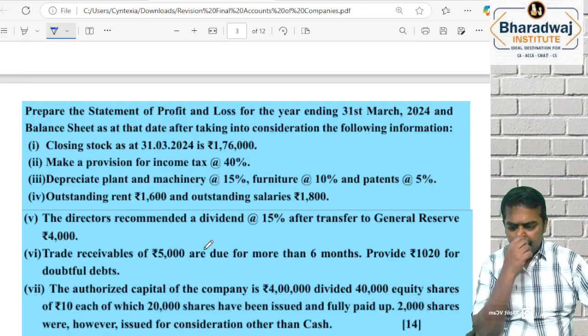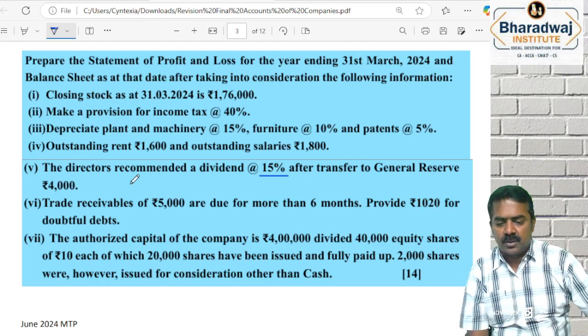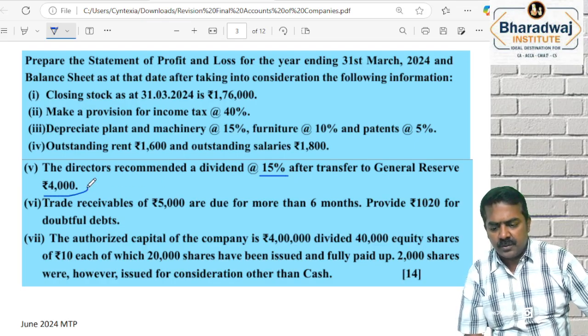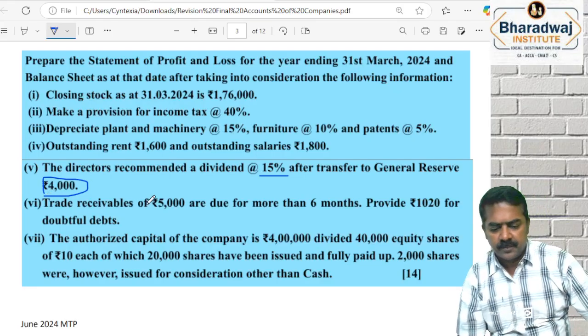Okay, just repeat it. Directors recommended dividend of 15%. This will come as notes to accounts. Transfer to reserve, we'll adjust in reserves and surplus. I'll tell you what to do. From P&L account, we'll eliminate this 4,000 and add it to reserves.